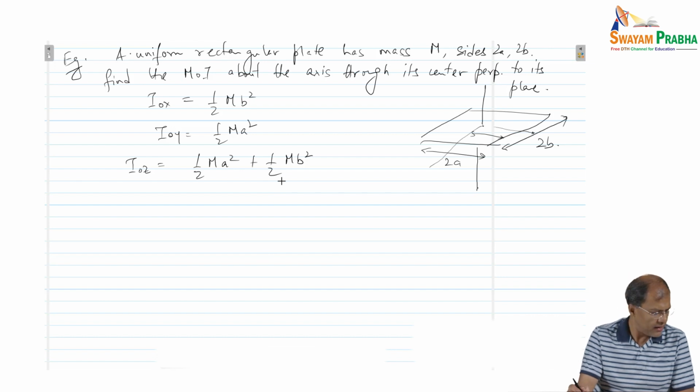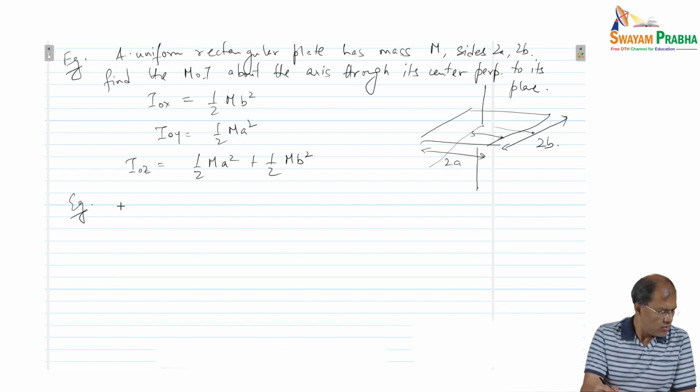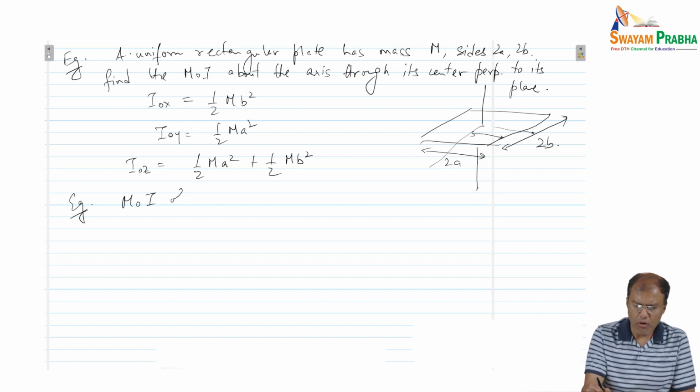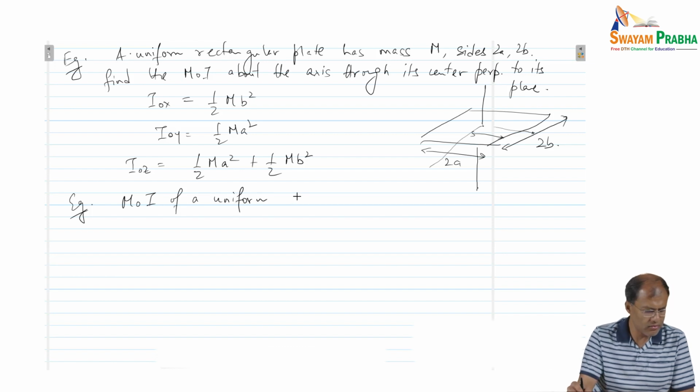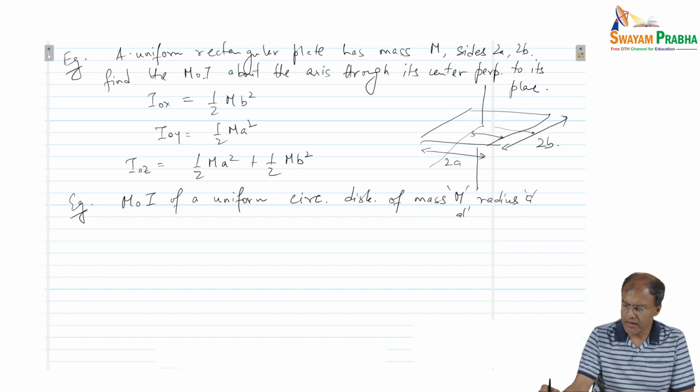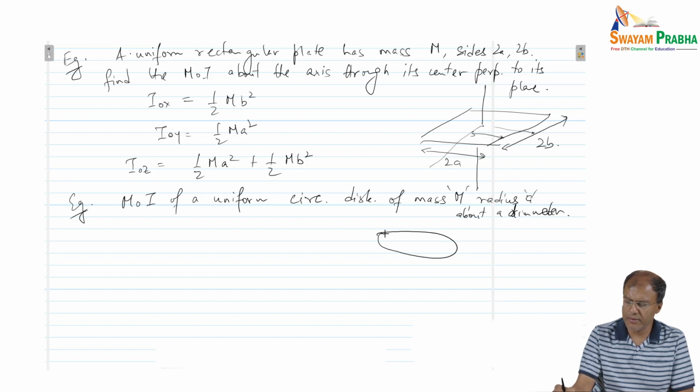Well, so that is for the plate. How about for a disc? So, the moment of inertia of a uniform circular disc of mass m, radius a, and about a diameter. So we have to find this new moment of inertia of a disc about a diameter.